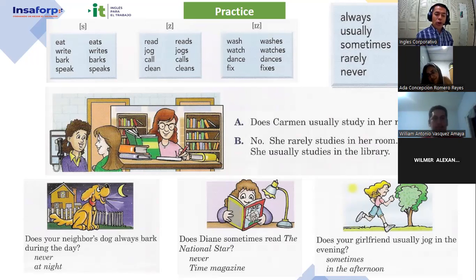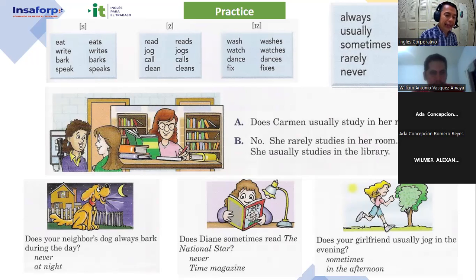Does your neighbor's dog always bark during the day? And then he said, never at night, right? Brenda, are you ready? Miss Mejia Perez, are you ready? Yes. Okay. Brenda, does your neighbor's dog, el perro del vecino, right? Sorry, el perro que le pertenece al vecino. Okay. Does your neighbor's dog always bark during the day, Brenda?